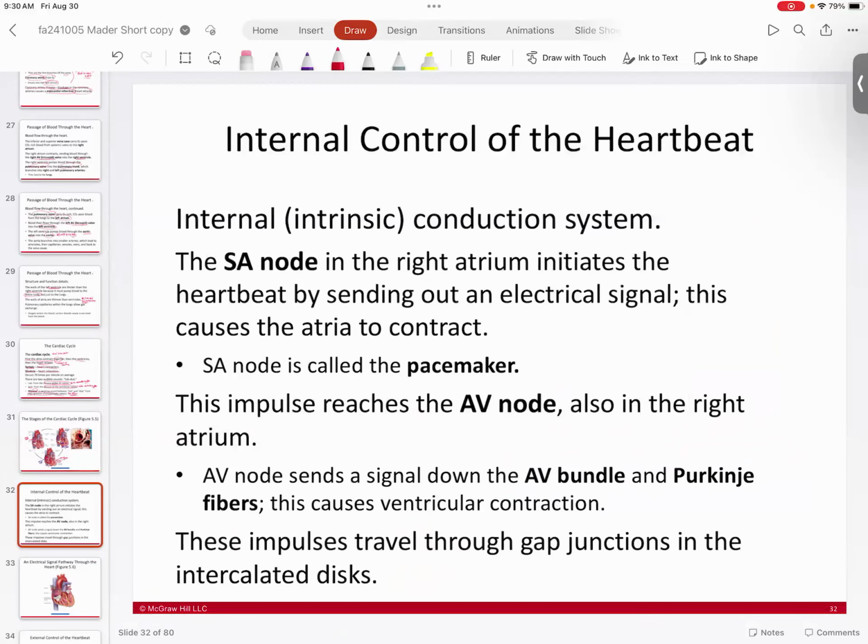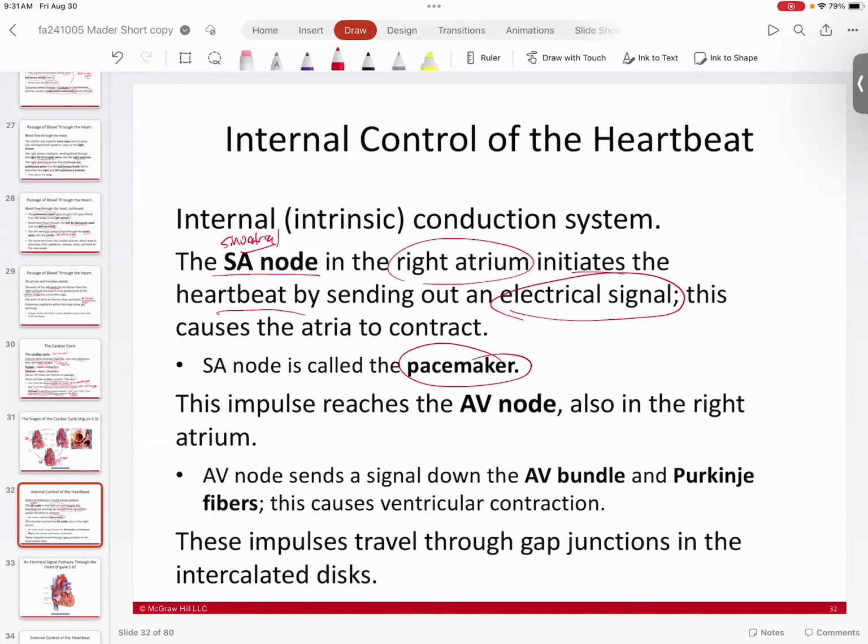Okay, now how do you control the cardiac cycle? Well, there's a conduction system in the heart. The conduction system in the heart is essentially an electrical conduction system. And it's driven by what's called an SA node, a sinoatrial node. That's what this stands for, sinoatrial. Basically it's a little patch of cells in the right atrium. Its job is to initiate the heartbeat by sending out an electrical signal, and this causes the atria to contract. Oftentimes we refer to the SA node as the heart's pacemaker. So this is what sets your heartbeat.